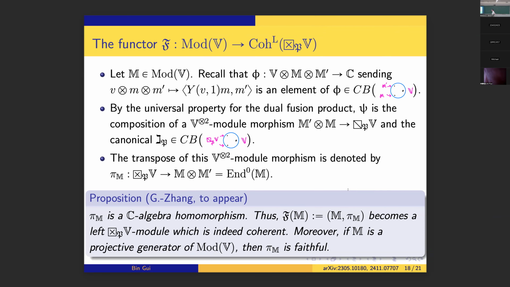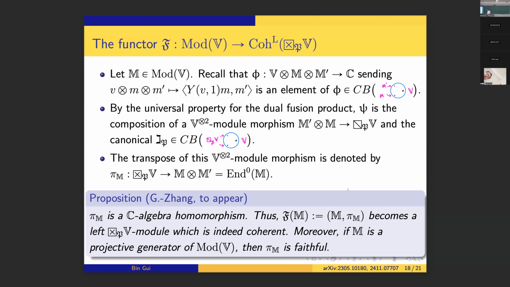In order to define this functor, I have to use the universal property. Recall that if I start from a V module, then I can use my vertex operator to define a conformal block associated to the three-pointed sphere, where at each of the 3 points I put the V and an implant. This is a linear function, the conformal block that has appeared in my talk several times. Now recall the definition of the dual fusion product. It tells you that this conformal block phi could be factored through a homomorphism from M prime tensor M to the dual fusion product V. In other words, I get a V tensor V morphism from M prime tensor M to the dual fusion product V.